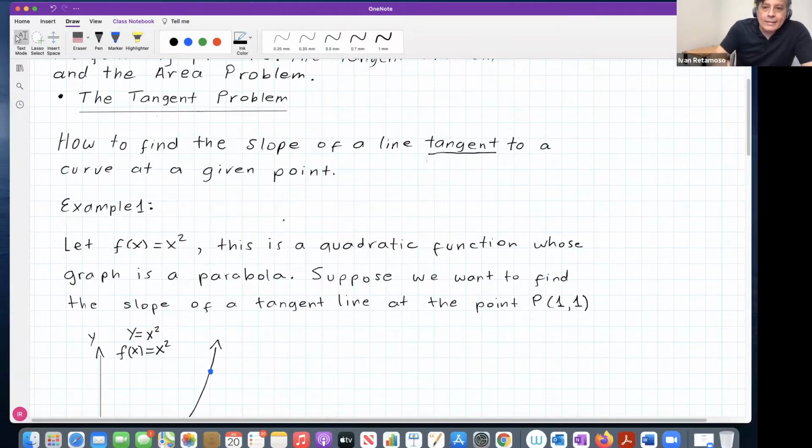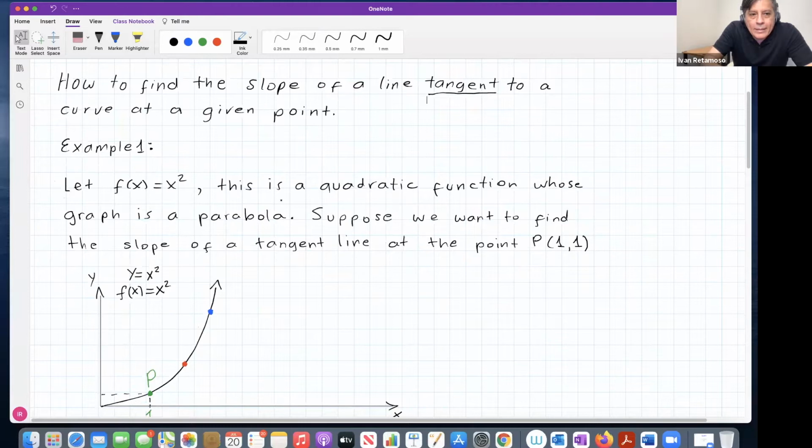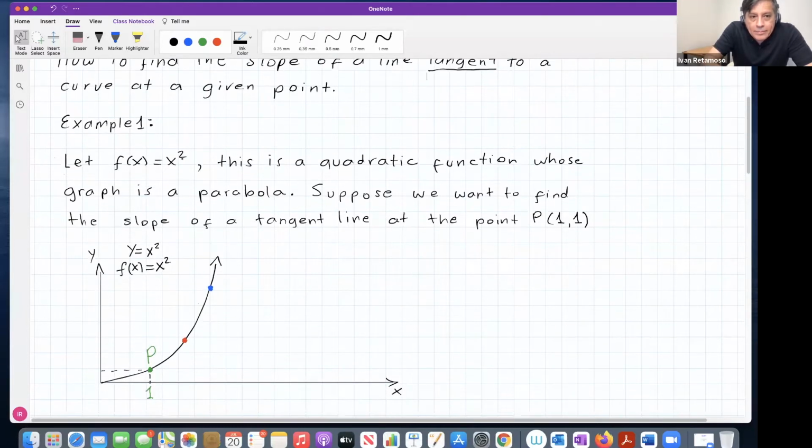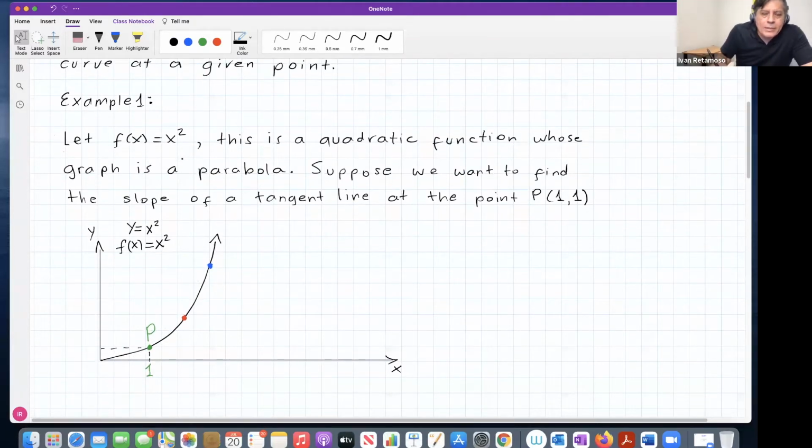Right? And as an example, as an introduction, I'm going to take one that deals with a function I hope all of you are very familiar with, the quadratic function, f of x equals x squared. This quadratic function, when graphed, shows a parabola. And suppose you want to find the slope of the tangent line at this point on your parabola, (1, 1).